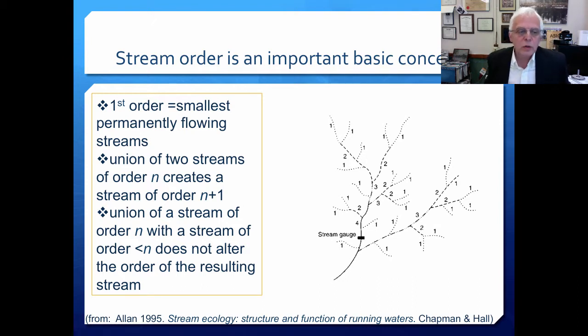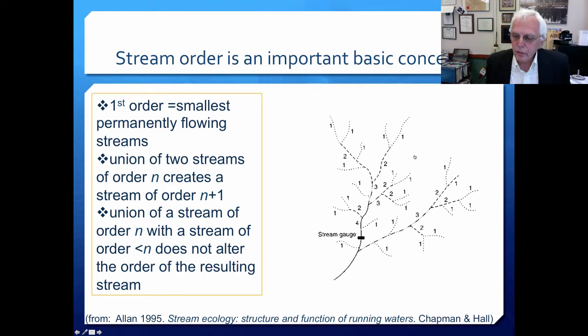And then as you bring together two streams of the first order, you form a second order stream, and you can see that up here, these first order streams, two smallest permanently flowing streams, come together, and at their confluence they create a second order stream. Another second order stream flowing down here connects with this second order stream and creates a third order stream. So the union of two streams of order n creates a stream of order n plus 1, and so on and so forth. And you may wonder about how far we go. I think about the highest order stream in the world is a 12th order stream.